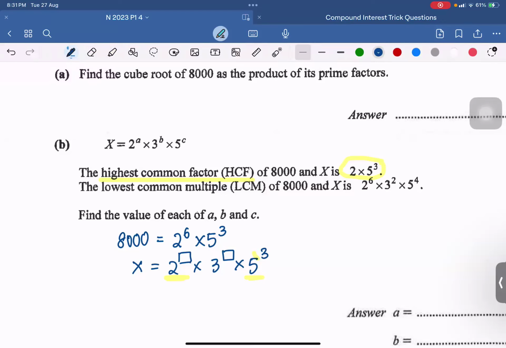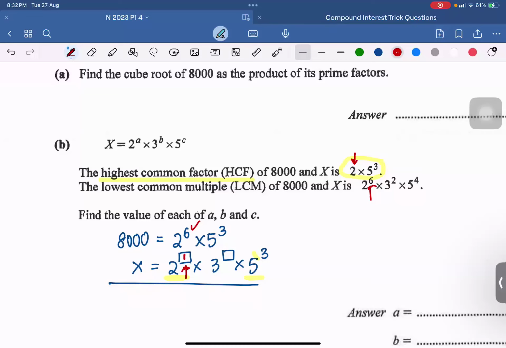Next one, after that, I have the LCM. Lowest common multiple is 2 to the power of 6. So if I have 2 to the power of 6, this one over here, 8,000, already has 2 to the power of 6. So there is actually no need for me to have additional power for my power 2 for x over here. So this stays as power 1. If I increase the power over here, the highest common factor will change. But since this is only 2, that means this factor here can only be power 1.